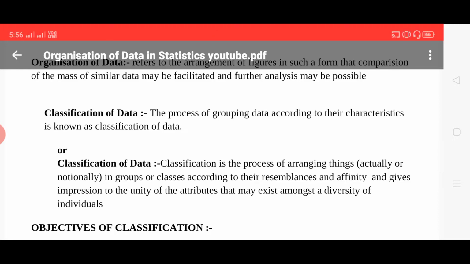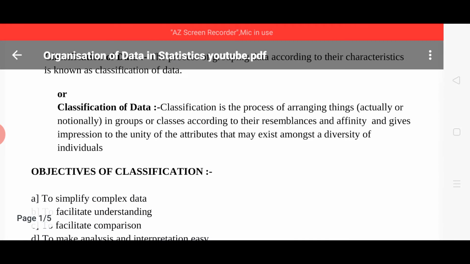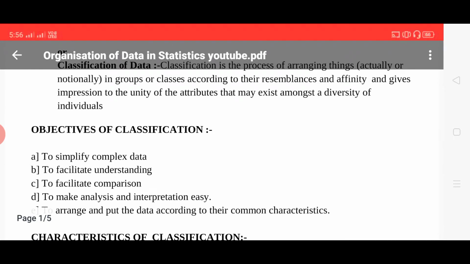Classification of data is the process of arranging things, actual or notional, in groups or classes according to their resemblance and affinity, and which gives impressions to the unity of attributes that may exist amongst a diversity of individuals. If there is a diversity, we collect the data on the basis of their resemblance, meaning similarity, and we classify them and put them in the same group.